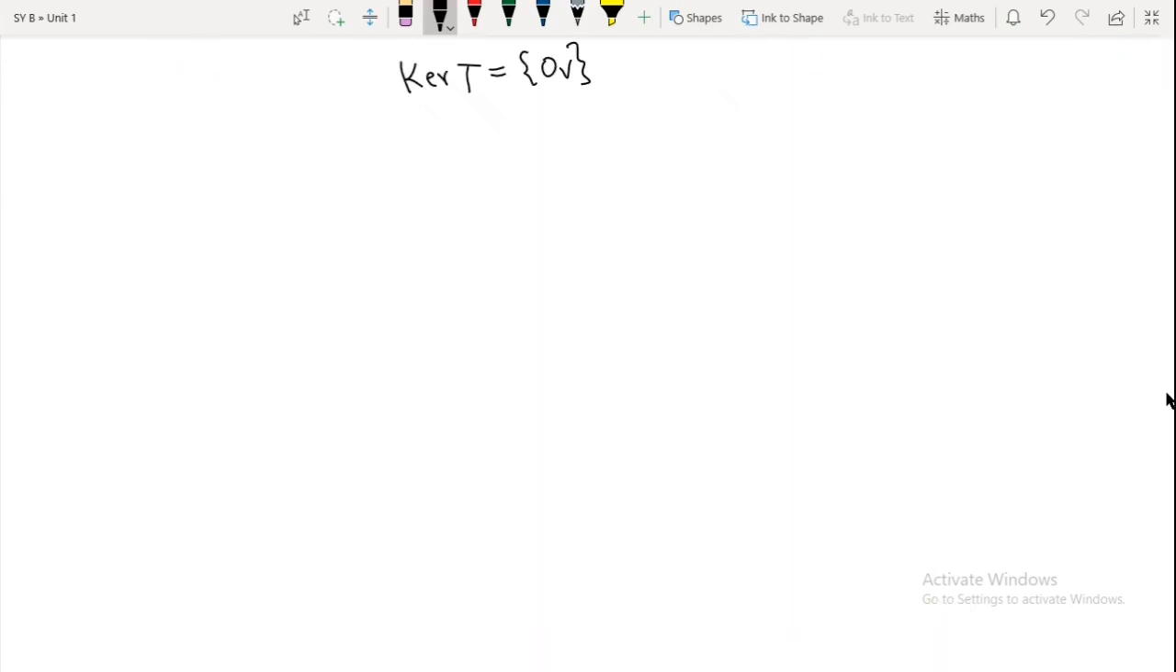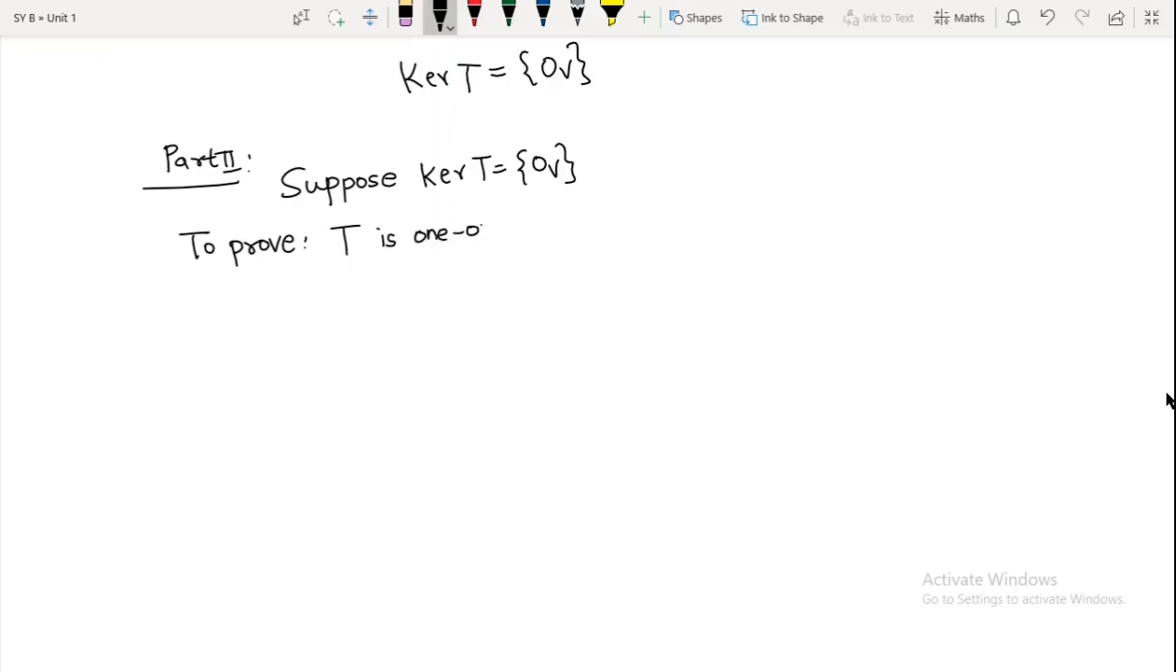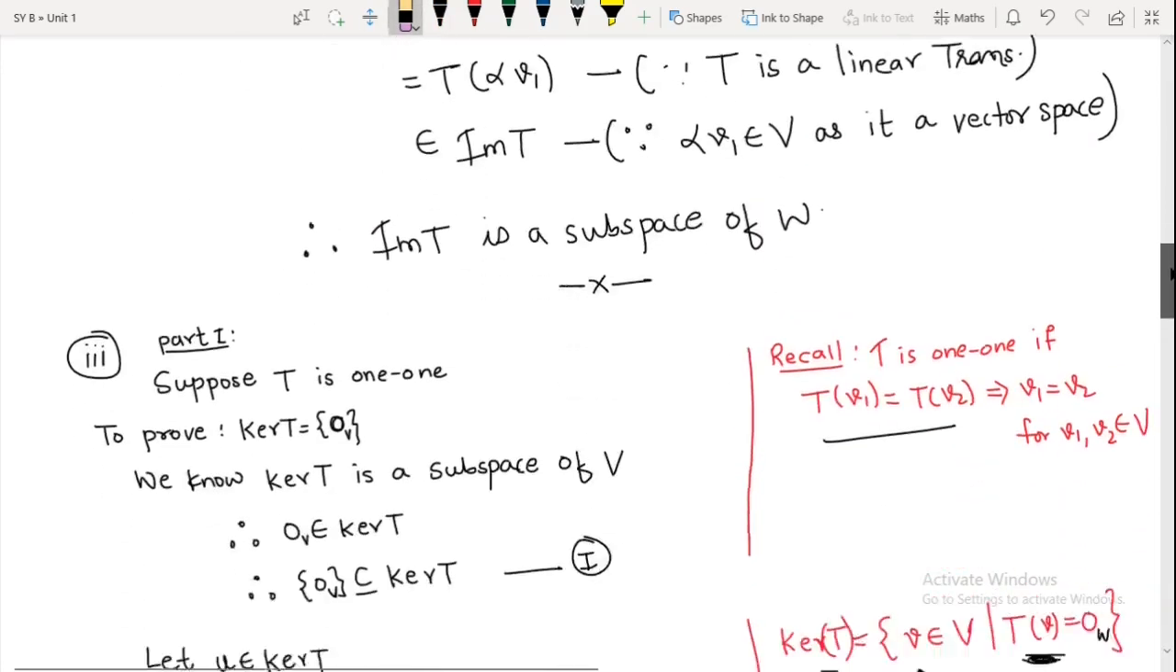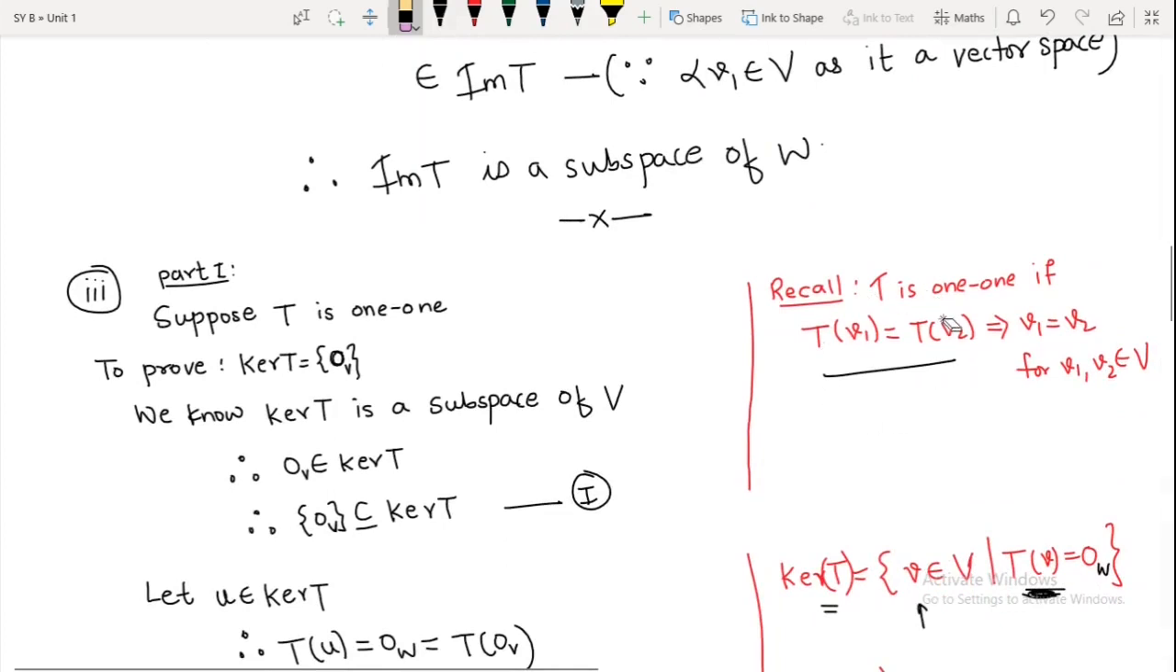Okay. Now let us go for part 2 of this result. Suppose our kernel of T is equal to the singleton {0}, and we have to prove that T is 1-1. As explained before, in order to prove T is 1-1, we have to assume that T of v1 is equal to T of v2, and we will prove that v1 is equal to v2.